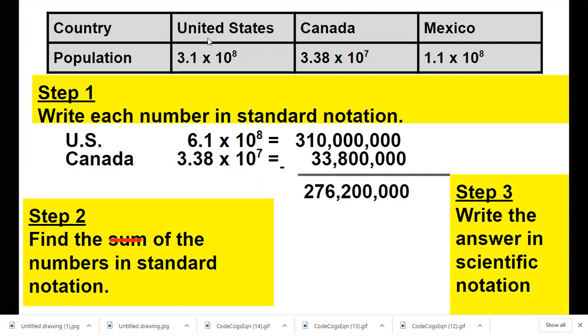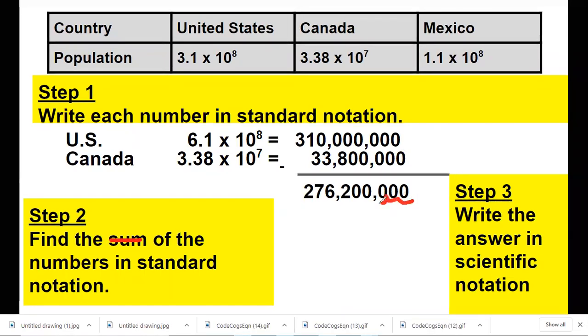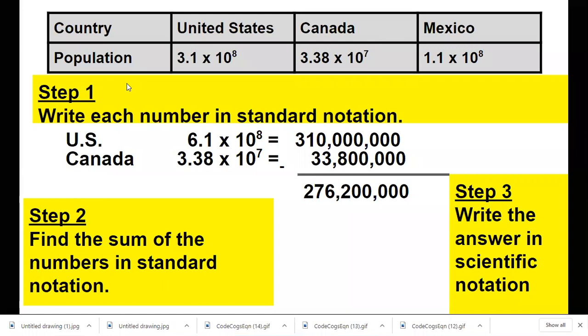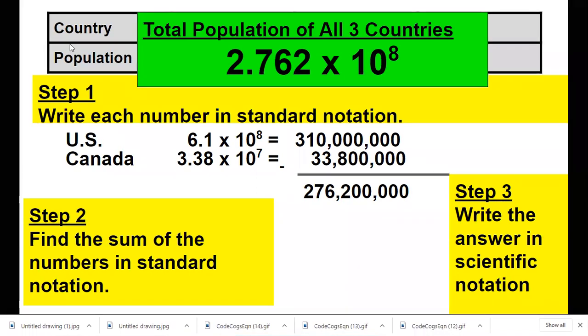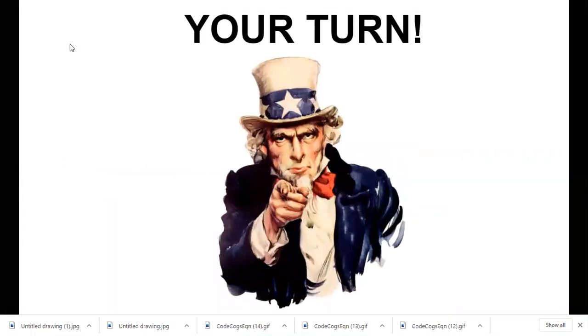We have to get a number between 1 and 9.99. You'll hear that a lot. So I start here and I jump 1, 2, 3, 4, 5, 6, 7, 8. 2.762 times 10 to the 8th. That is what we will get. And there it is. Same as the previous method, the same answer. So you might want to try a couple of these by doing both methods and checking to see that you did it right. That way, if you got the same answer for both methods, you probably did it right. Okay. Now it's your turn to try a subtraction problem.